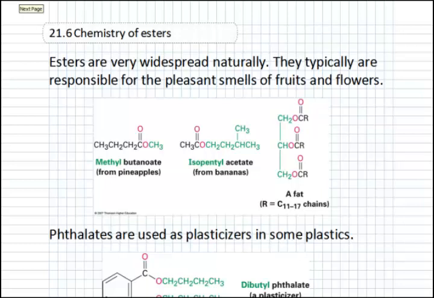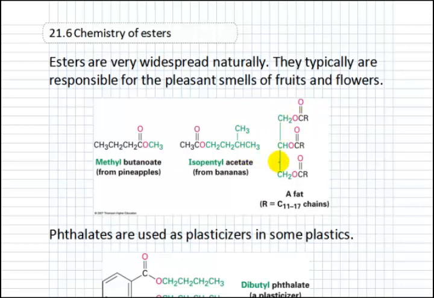What about esters? We've talked about esters quite a bit already. They're actually very widespread in biological systems anyway. They're typically responsible for pleasant smells of fruits and flowers. So methyl butanoate is an ester that gives pineapple scent. Here's isopentyl acetate that we talked about. You most likely made that first semester. That's banana oil.